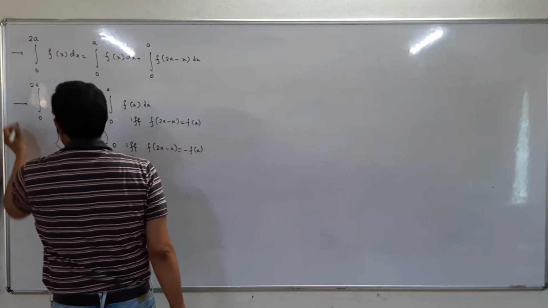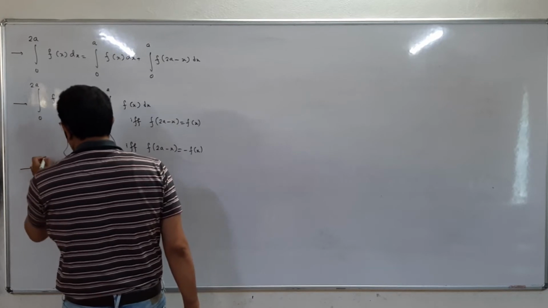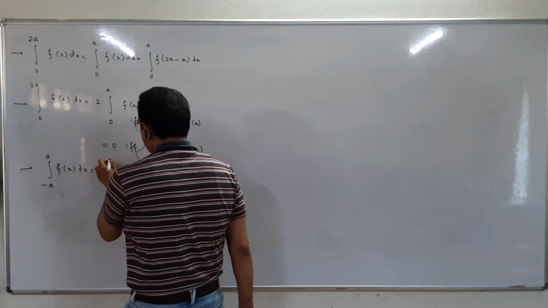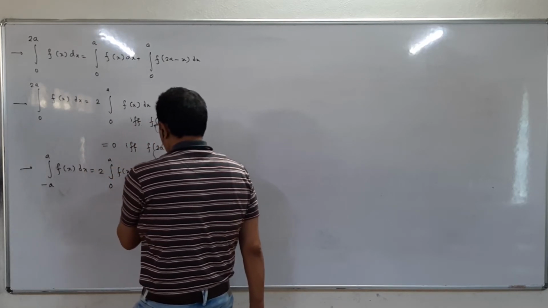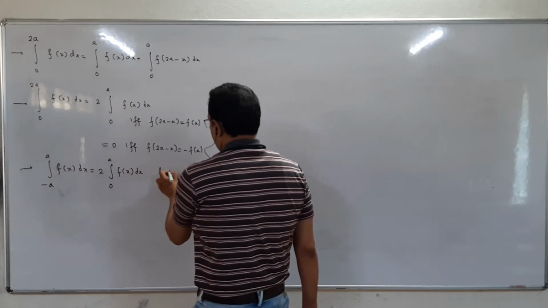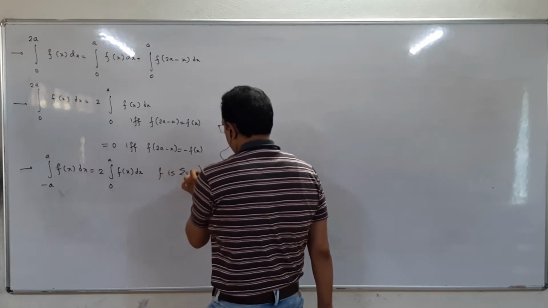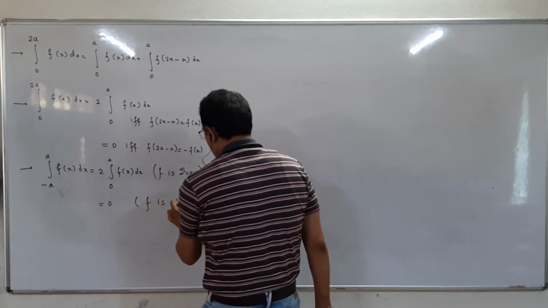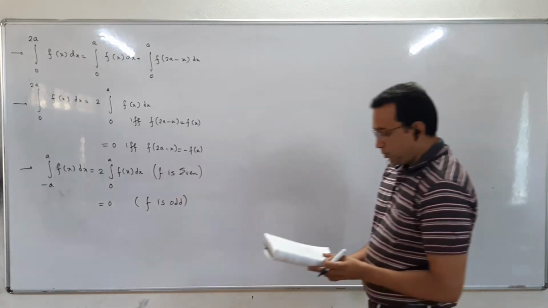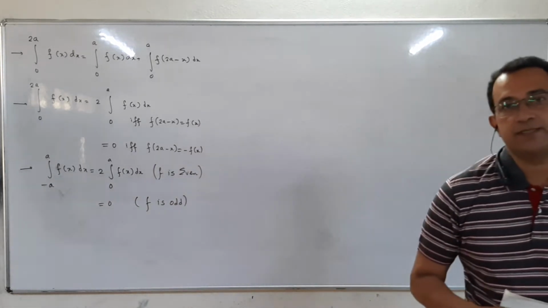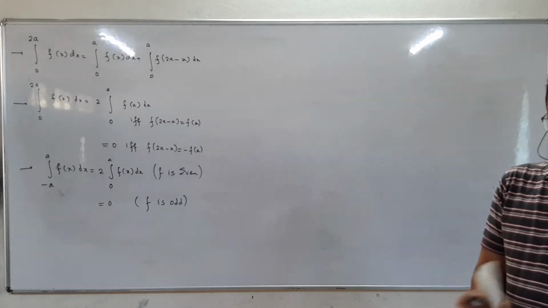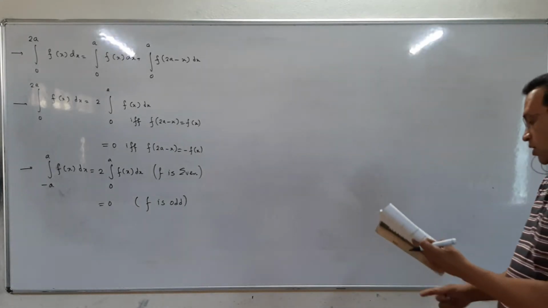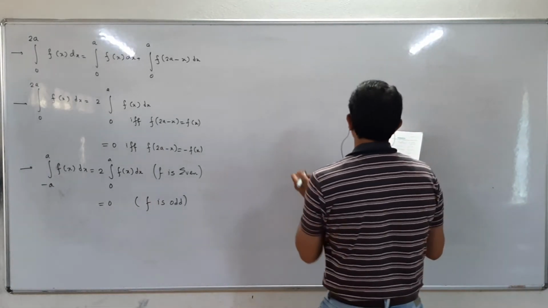Then the next property, integration minus a to a, this is also very important for MCQ, is twice integration 0 to a f(x) dx provided f is even, and this is 0 provided f is odd. So the even odd property is also very important, students, and that is also frequently used in the sums. Okay, now students, first of all let us go for sums of even odd properties.